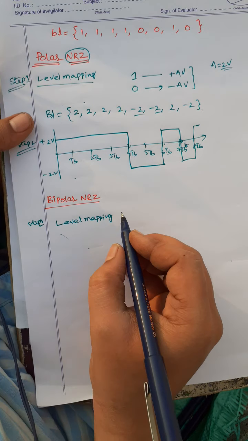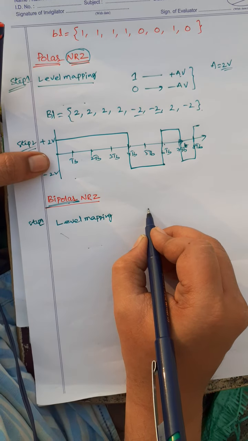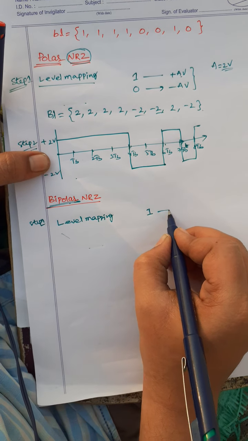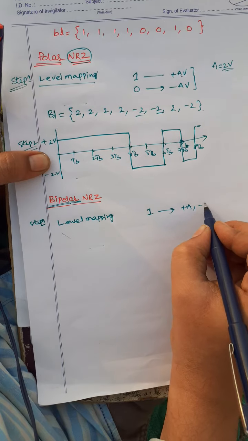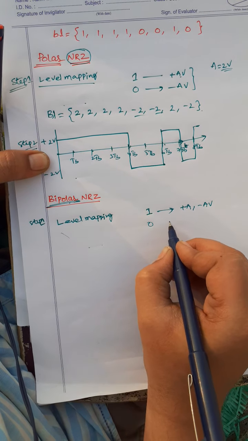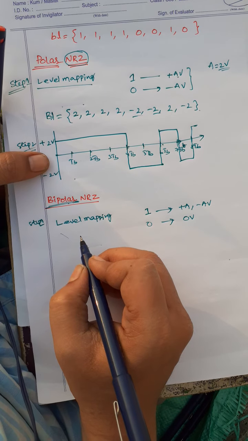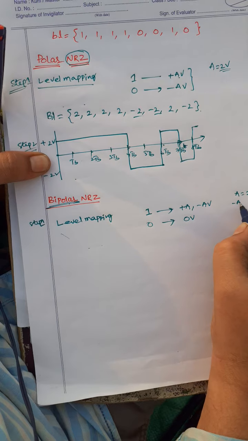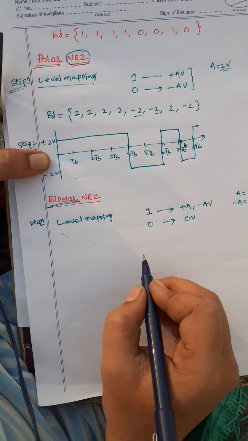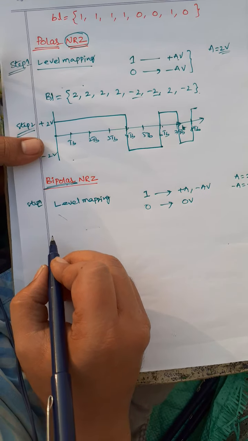Level mapping in bipolar, the bipolar technique. Bit 1 will be mapped to either plus A or minus A. Bit 0 will be mapped to 0 voltage. Right. Here A is equal to 2 volts. Minus A is equal to minus 2 volts. Right. Please remember that. Okay. Now this is a level mapping.